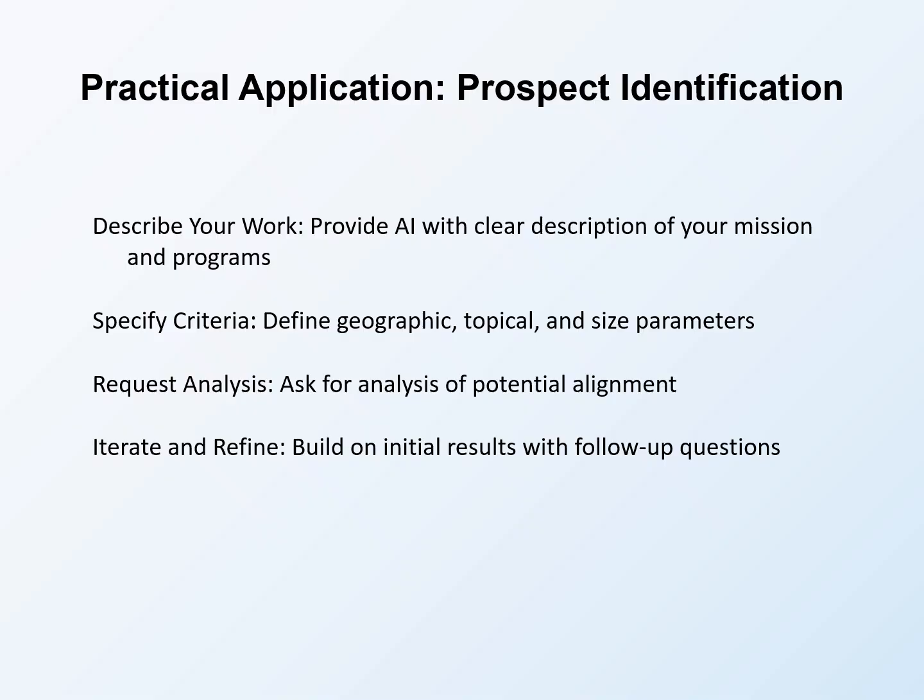Let us examine a practical application using AI for initial prospect identification. Describing your work clearly is the foundation of useful AI assistance. Provide the AI with a clear description of your organization's mission, key programs, populations served, geographic focus, and funding needs. The more context you provide, the more relevant the AI's assistance will be.